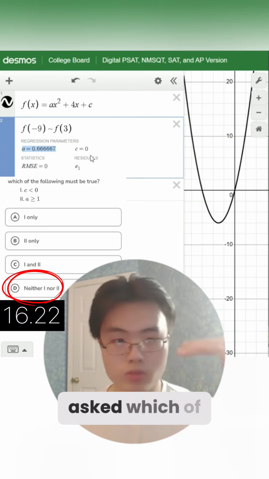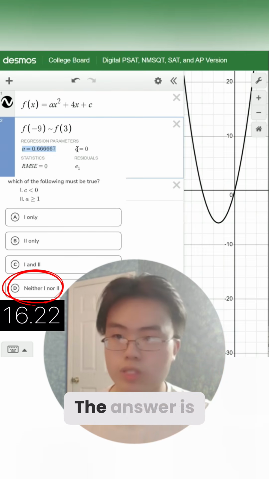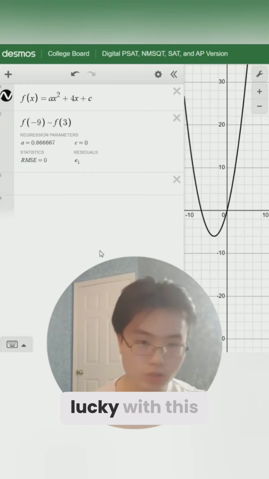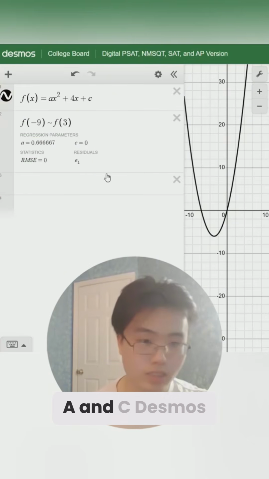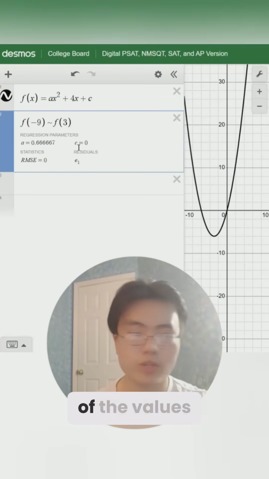So the question asks which of the following must be true. We found scenarios where they weren't true, so it's neither of them. The answer is D. And we got really lucky with this question because the values of A and C Desmos gave us helped us right away. Like, we knew immediately both of them were wrong just because of the values it gave us.